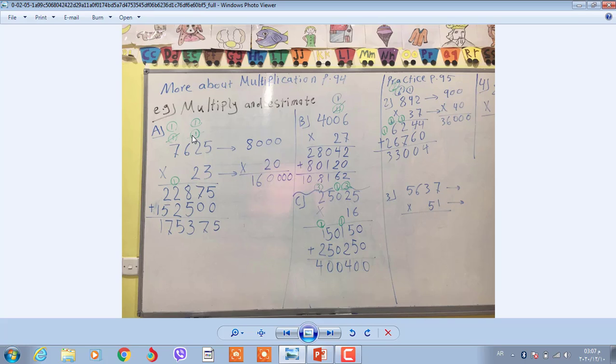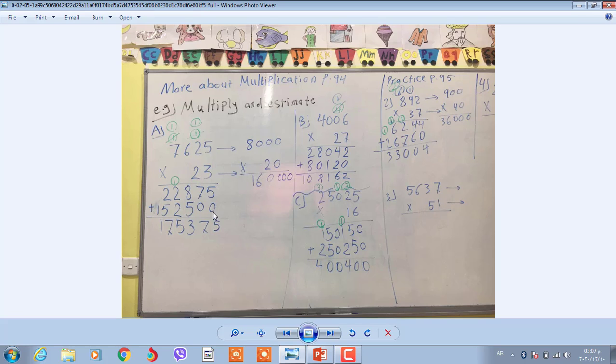Write down 5 and 1 up in the next. 3 multiply 2 equals 6, because we have 1 up, equals 7. 3 multiply 6 equals 18. Write down 8 and 1 up. 3 multiply 7 equals 21, because we have 1 up, equals 22. And now we are going to multiply with tens place.